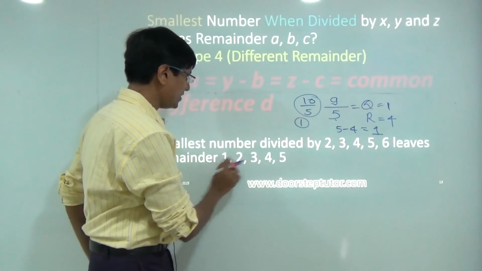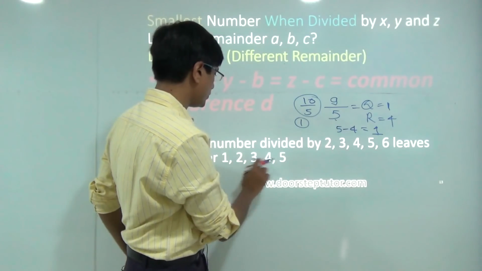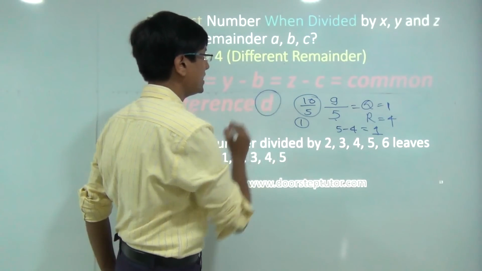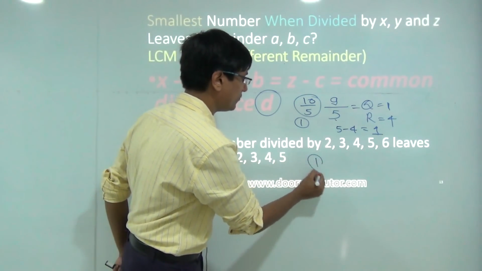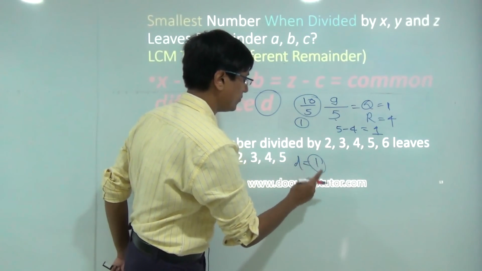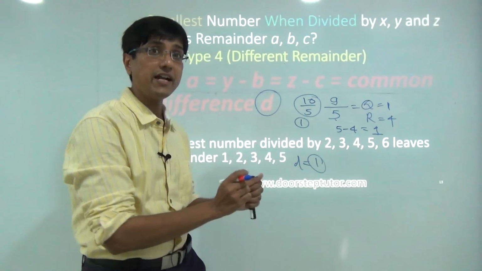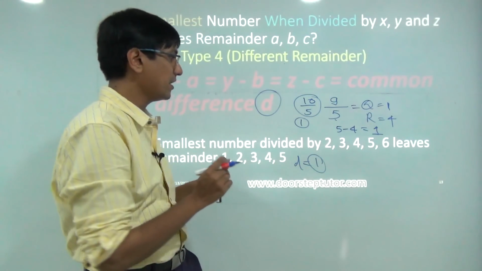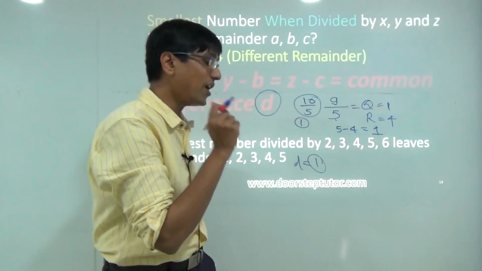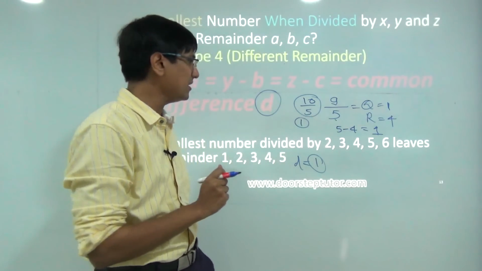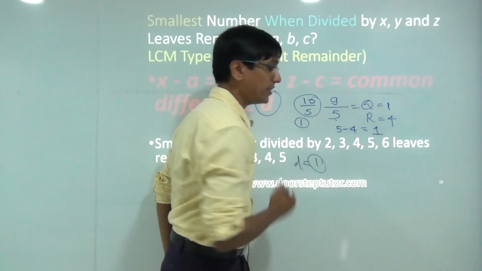So what is this difference telling me here? This 2 minus 1, 3 minus 2 and 4 minus 3, this common difference d, is 1. What is this telling me? It is telling me that the number I am going to find out is 1 short, 1 less than being completely divisible by 2, 3, 4, 5, 6.